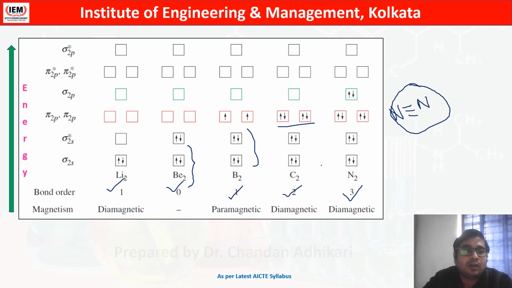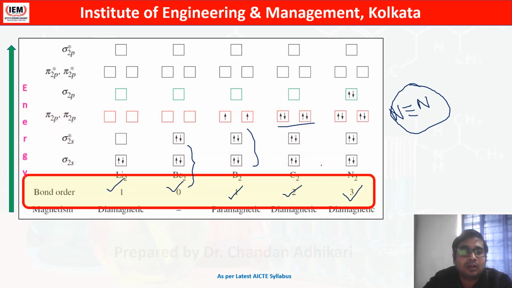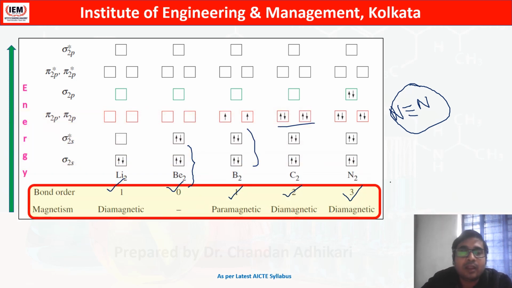Now let us discuss bond order and magnetism. Why does a molecule become paramagnetic? If it contains unpaired electrons, then it becomes paramagnetic. If it contains paired electrons, then it's diamagnetic. Just remember this simple rule for the time being.